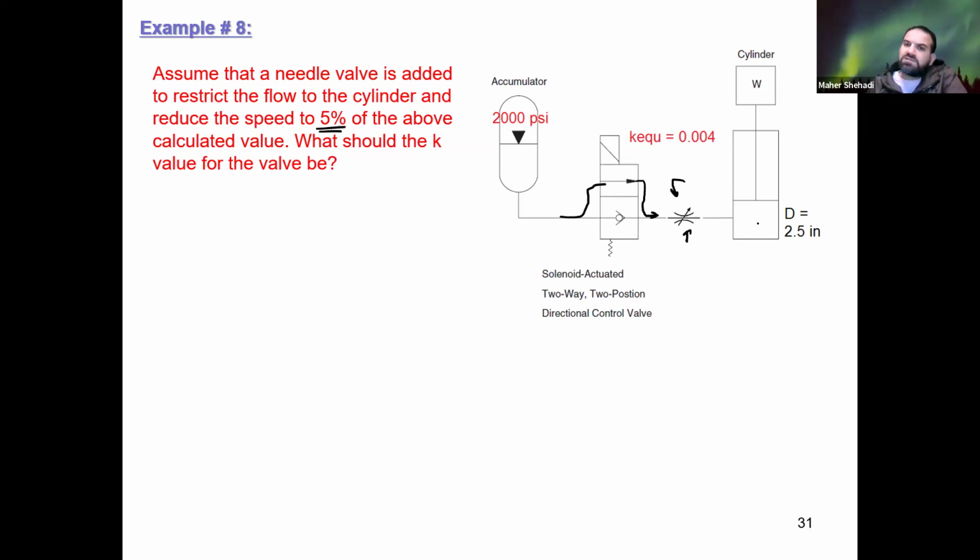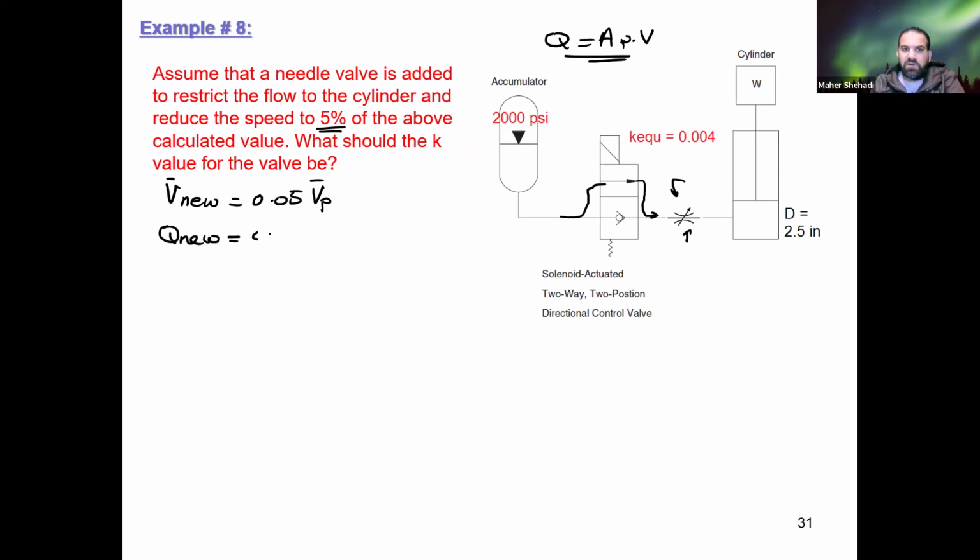They're asking you to find... we added a needle valve. We're going to close it so that I can restrict the flow going into the cylinder to drop the speed to 5%. So V new is 0.05 of V that we just calculated. Did we just call it V? Yeah, or VP. I can start from there and find Q, or since Q is the area of the piston times the velocity, Q new is 0.05 times Q that we calculated, which is 612.14.